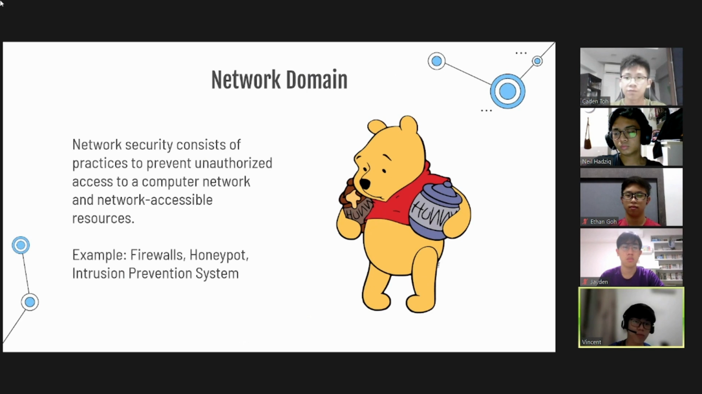So now I'll be talking about network security. Network security consists of practices to prevent unauthorized access of a computer network and network accessible resources. There are a lot of different network protections. However, I'll only be talking about firewall, intrusion prevention system, and honeypot. Firewall acts as the first line of defense.